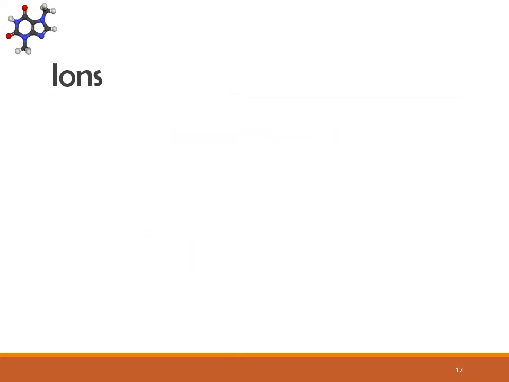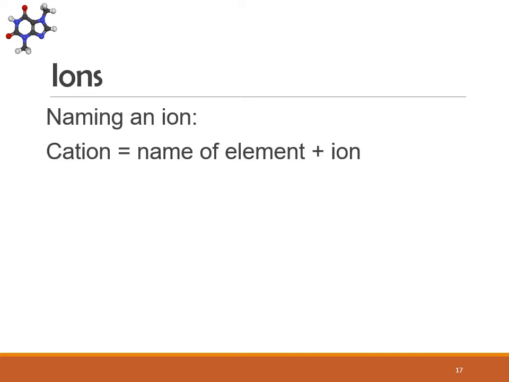Recall our lesson on naming covalent compounds in Module 1. Naming ionic compounds is just as simple, but not quite the same. Before we get to that, let's first distinguish between a neutral atom and its ionic form. Neutral atoms are named by the name of the element. Cations are named by adding the word ion to the element's name.